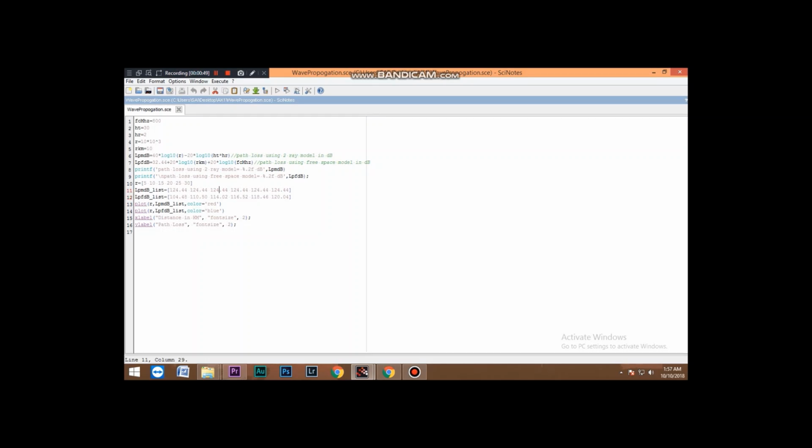Now let's jump into the code. Now we change the value of r so that we get different values. As you can see, the LPMDB list and LPFDB list are different, and we change the r as well. Now let's see what the output is.